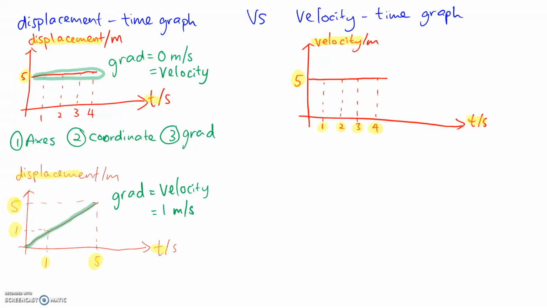So the next thing you need to take note of is the gradient. For the gradient over here, you notice that the gradient is 0. The gradient in this case is the y-axis over the x-axis, which means velocity over time. So change in velocity over change in time gives you the quantity of acceleration. So in this case, that tells you that acceleration is 0 meters per second squared.